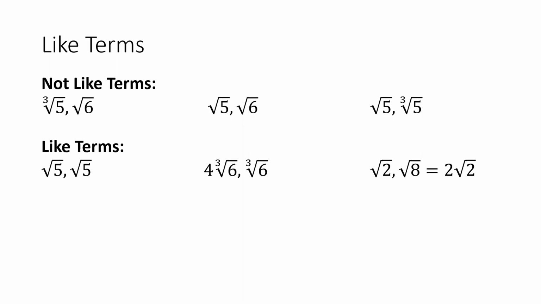So obviously root 5 meets that category. I can have something in front of my root, that's okay. So I have cube root of 6, cube root of 6, and now I have a 4 in front of it. And now the last one looks like they're not the same, because it's 2 root 2 and square root of 8. But if we go through the process of simplifying 8, it actually becomes 2 root 2, which makes them like terms.